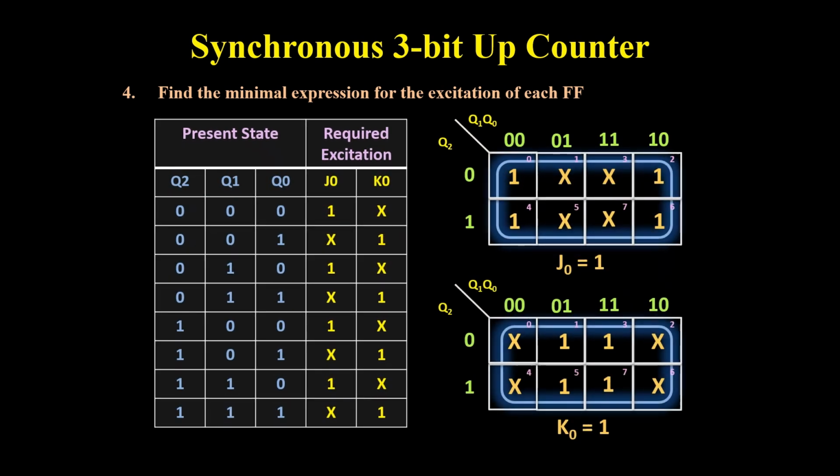So similarly, now let us find the minimal expression for the J0 and K0. So if you see over here that in both J0 and K0 column, for the 4 different input combinations, the output is equal to 1, while the remaining 4 input combinations are the don't care terms. So as you know, while finding the minimal expression in the K map, we can consider any don't care term as either logic 0 or the logic 1.